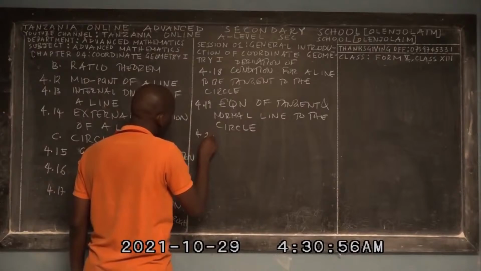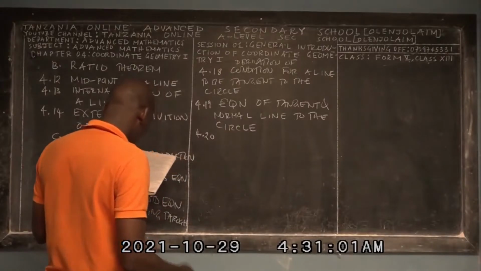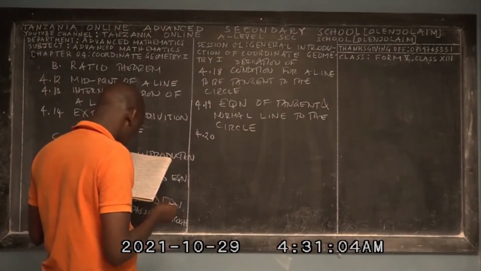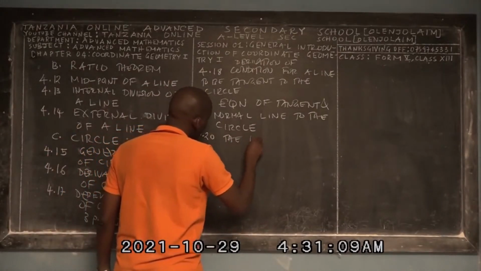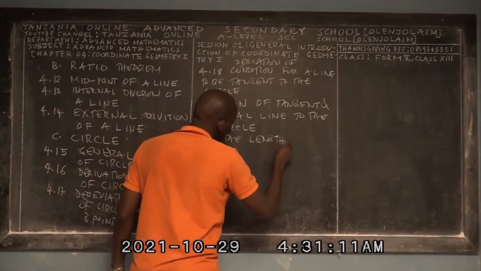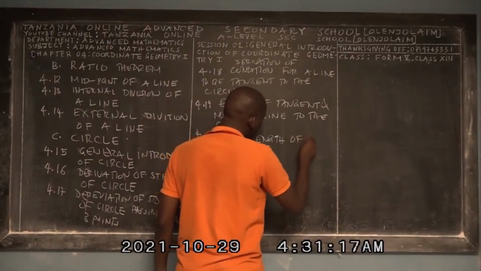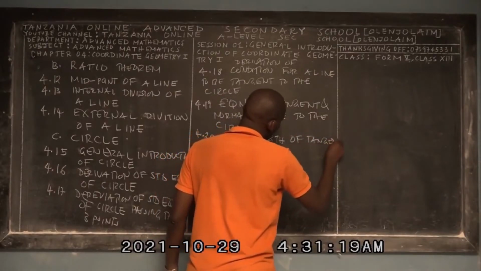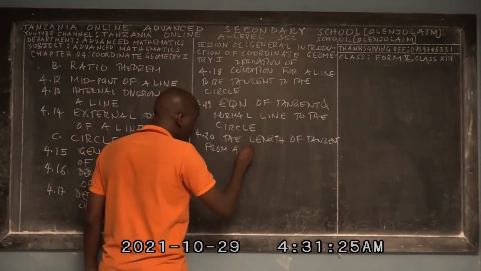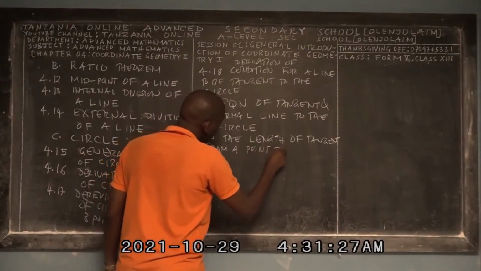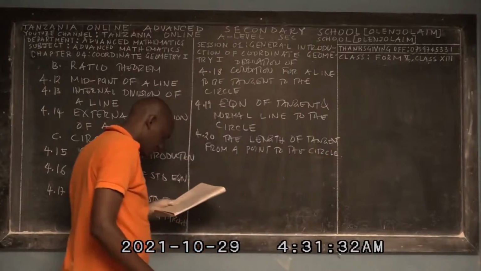Then 4.20, we'll teach how to find the length of the tangent from a point to the circle. The length of the tangent line from a point (x0, y0) toward the circle.